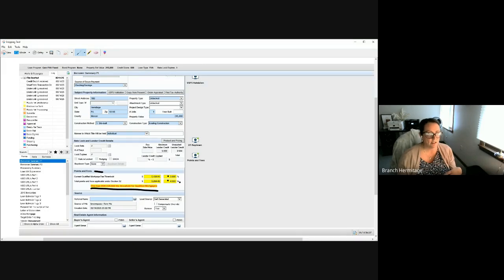So that's why we ask for seller assist, because then we can offset this amount. That way this gets under the 3%, because you're technically taking the funds from the seller and buying down the interest rate. So it's not a buyer expense at that point. Does that make sense?